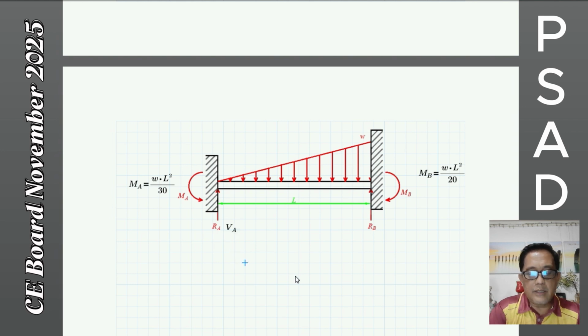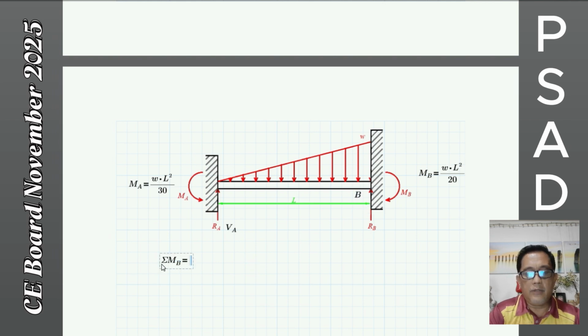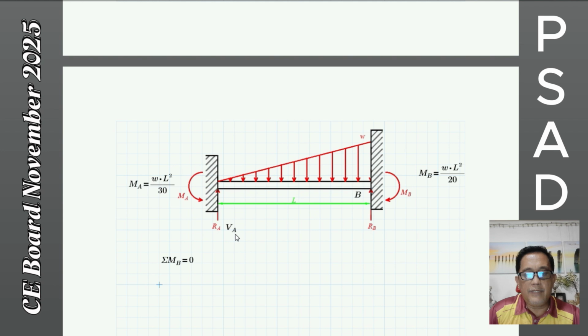So what we do is we sum up moments at point B, the right end. So summation of moment at B equals 0. So we have this one, this VA is clockwise.